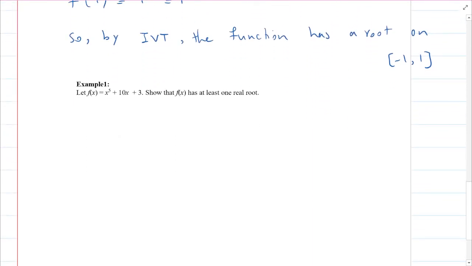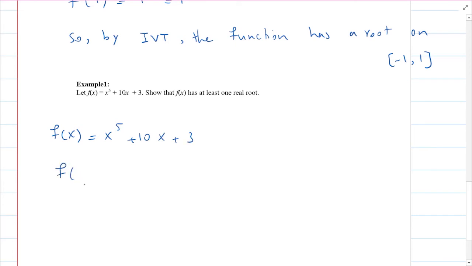So I have to show that this function has at least one root. Well, sometimes the interval is not given to you, so you have to come up with your own interval. And this sometimes requires a bit of trial and error. So what I want to do is to find two numbers that when I substitute in f, I will get opposite signs. So f of x is equal to x to the 5 plus 10x plus 3.